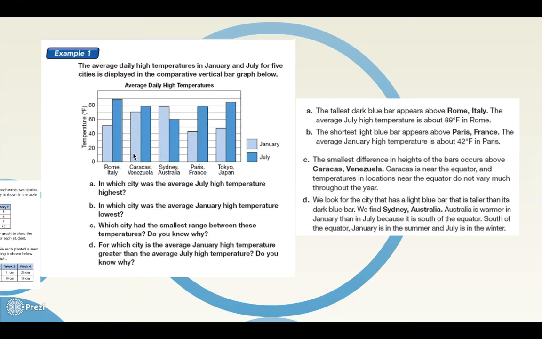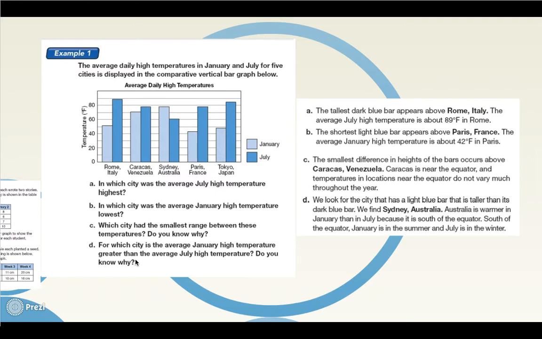I know that Caracas is in the tropics, near the equator. Near the equator, the sun shines there basically all year, and so the variation of degrees doesn't change too much. Therefore, this one has the lowest range, because they don't really have a winter and a summer. It's just hot.